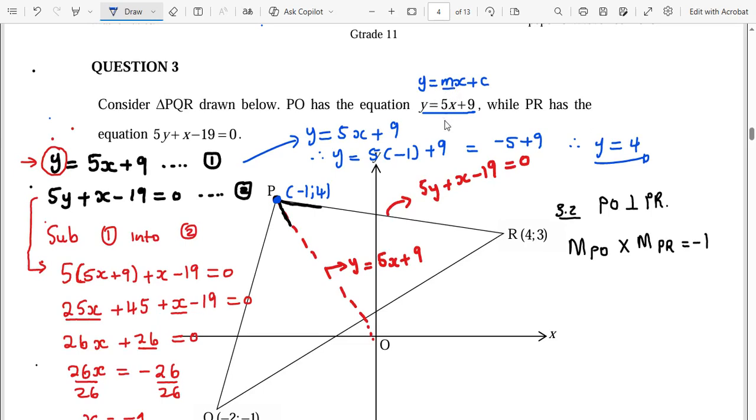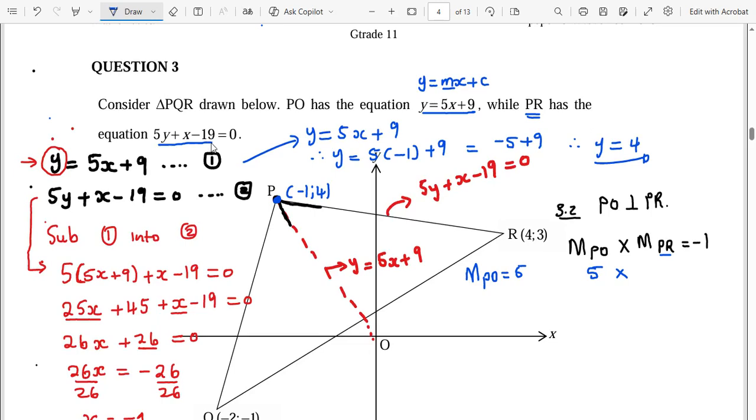Whatever number that you have in front of x, that's your gradient. So the gradient of PO, that's 5. So maybe you can also note it down for the exam and say the gradient of PO, that's 5, multiplied by the gradient of PR. So the equation of PR is in this form.